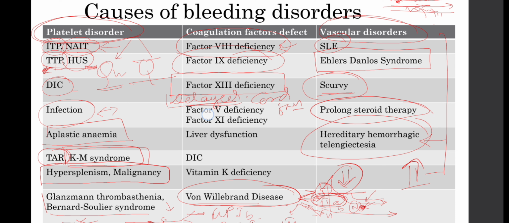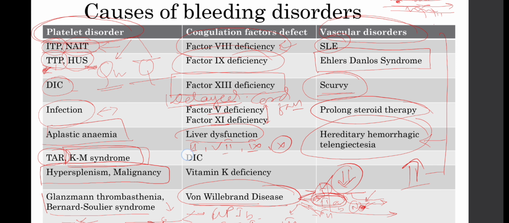So, factor 5 deficiency and factor 11 deficiency are also very important because the patient may present with some bleeding or easy bruisability following trauma. Liver dysfunction, as the liver produces factor 2, factor 7, factor 9 and factor 10.